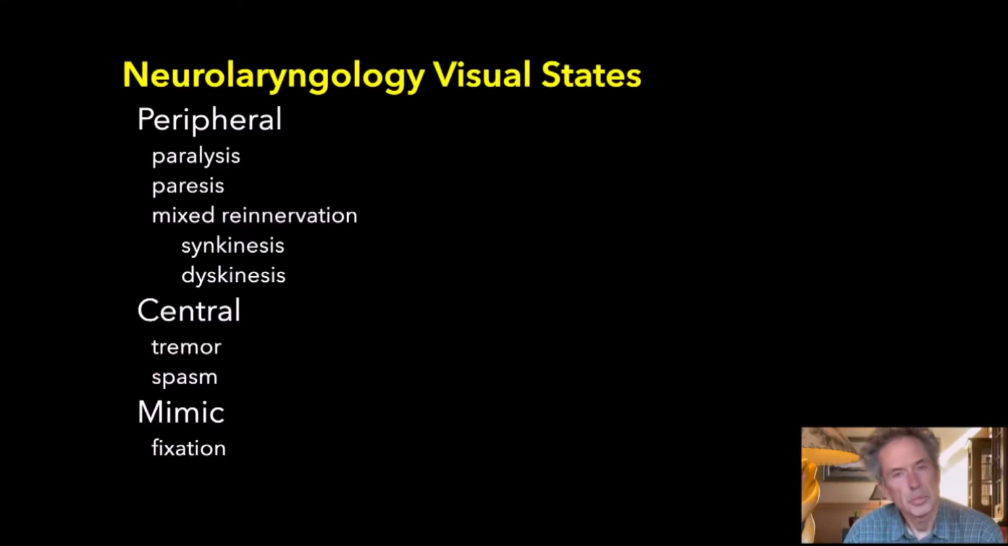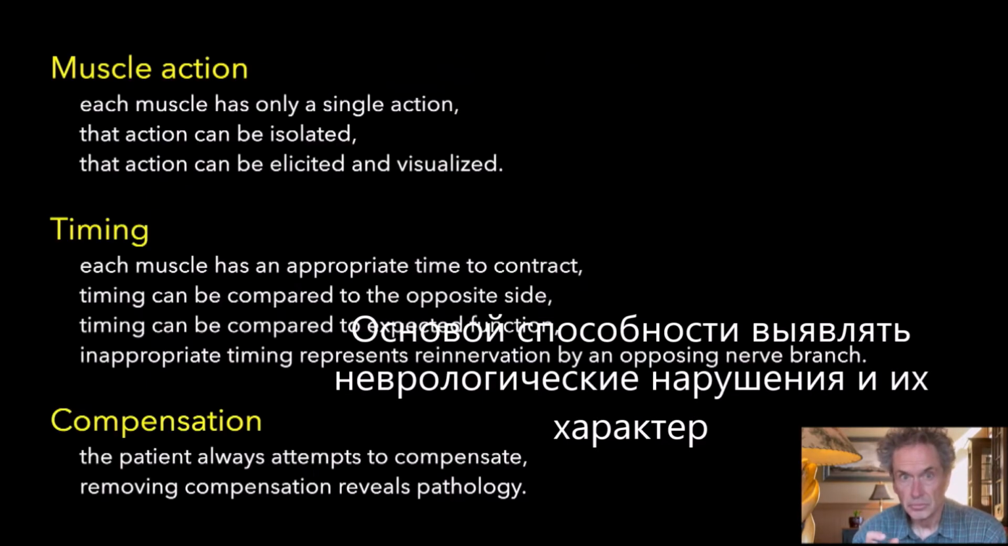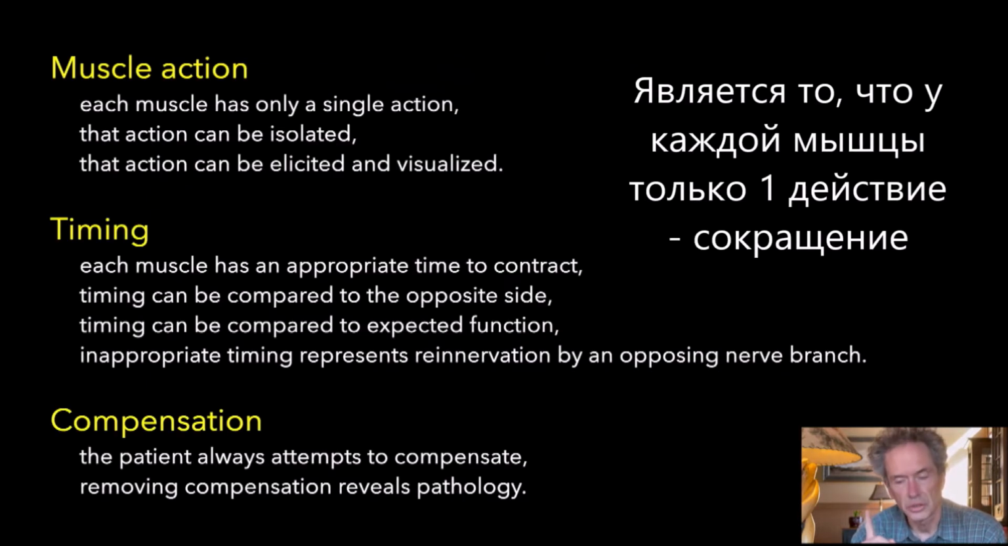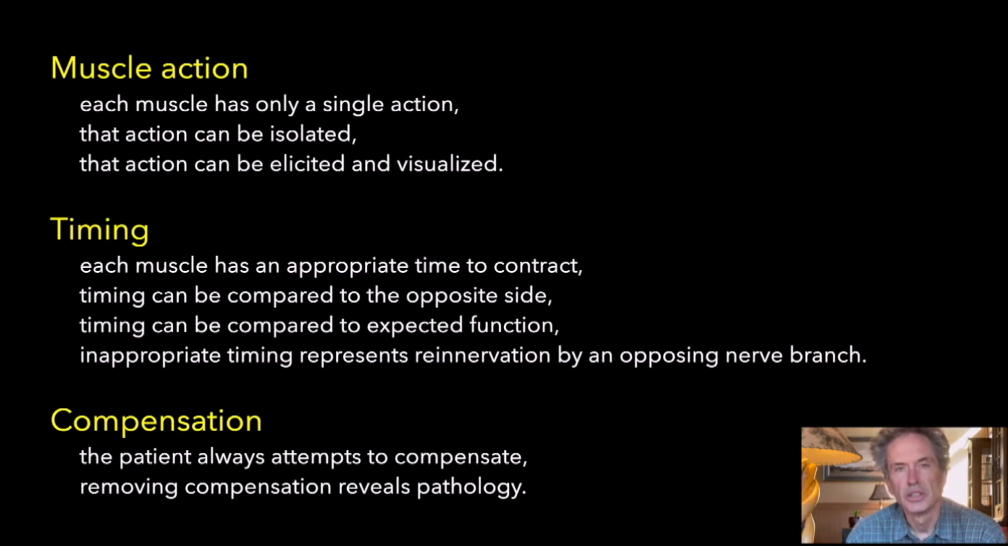The basis for the ability to detect what is neurologically impaired and how it's impaired is that each muscle only has a single action. It can only do one thing, it can contract. And you have the ability to isolate that action by what you ask the patient to do while you're examining them. Then you need to elicit that action, that is, ask the patient to do something so that you can see if the action is being performed when it should be performed.